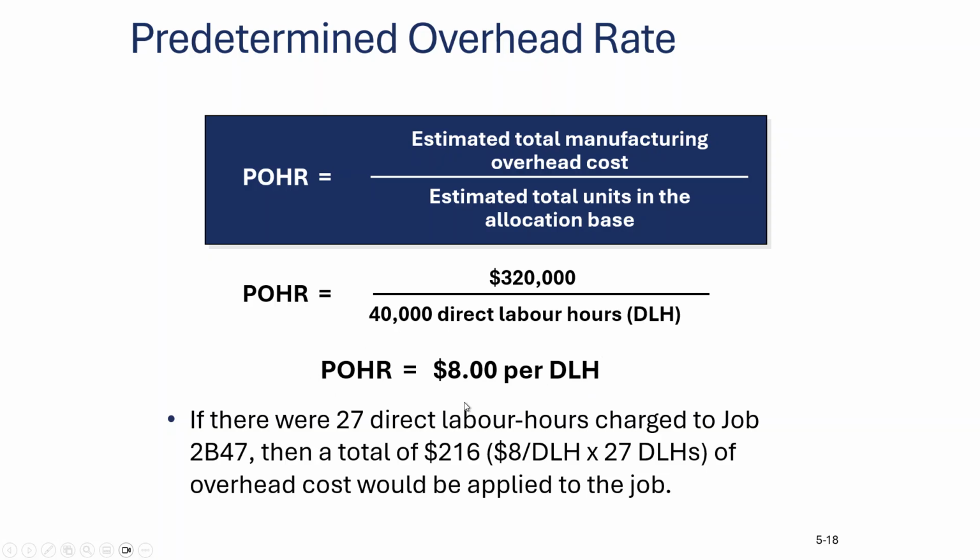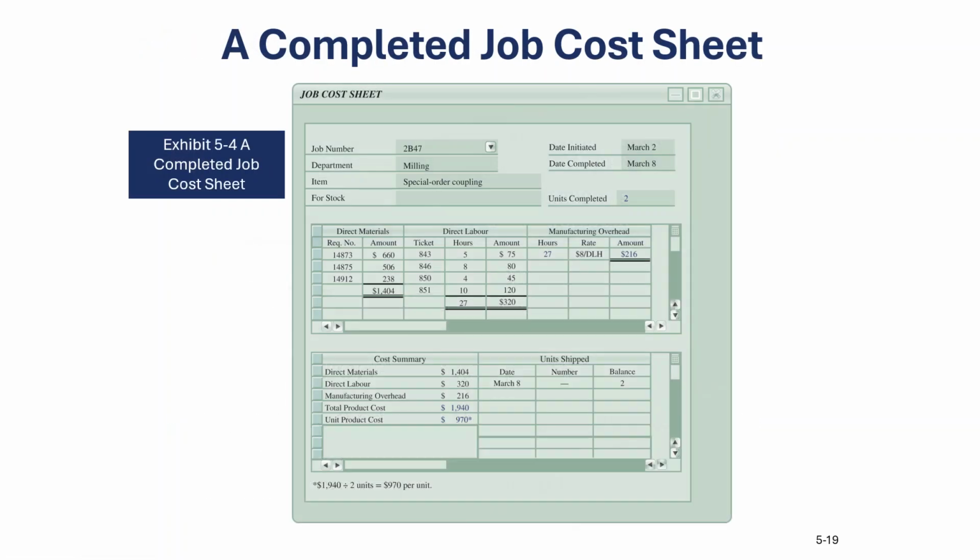So every time you complete a job, you look at how many hours were used for that job, and then you multiply those hours by that rate to see how much overhead you're going to allocate. In this example, we assume there were 27 direct labor hours charged to job number 2B47. The total overhead we allocate should be $8 times 27 direct labor hours. That means we allocate $216.